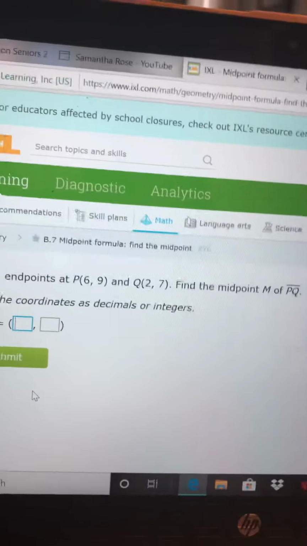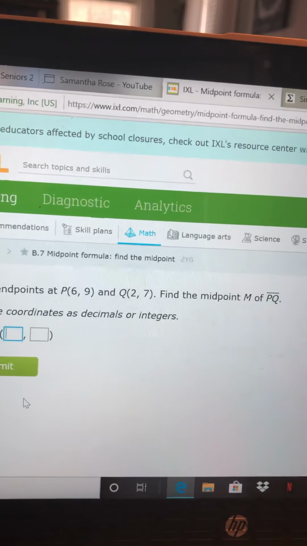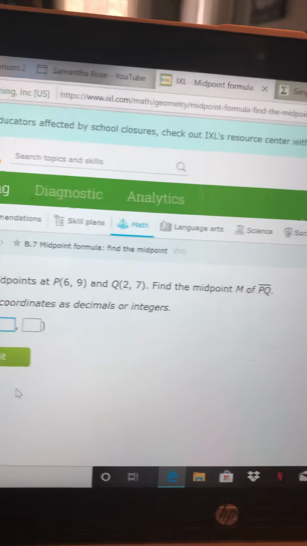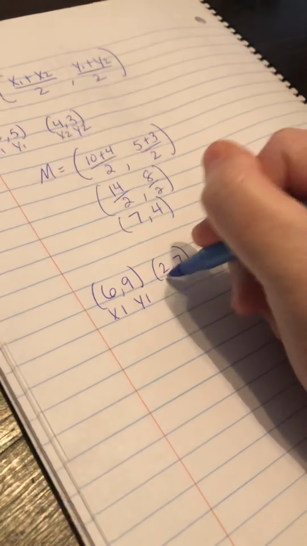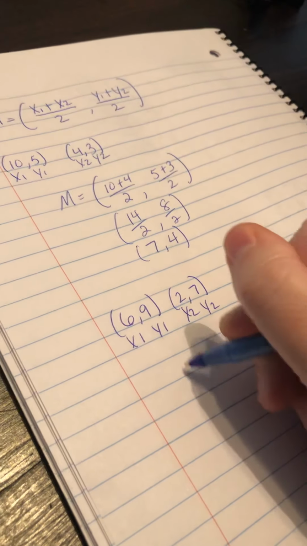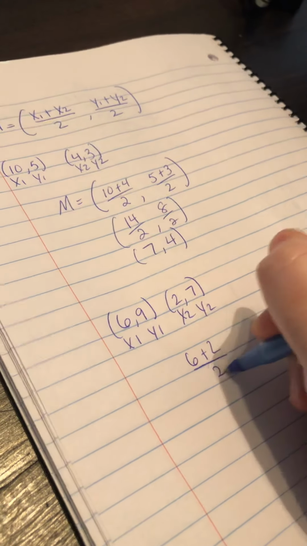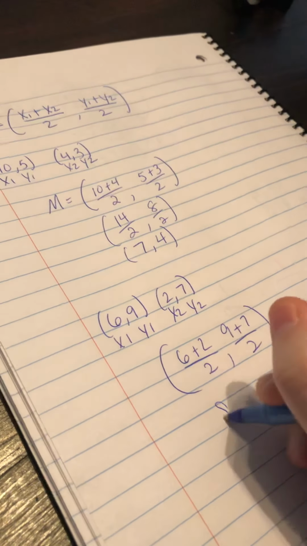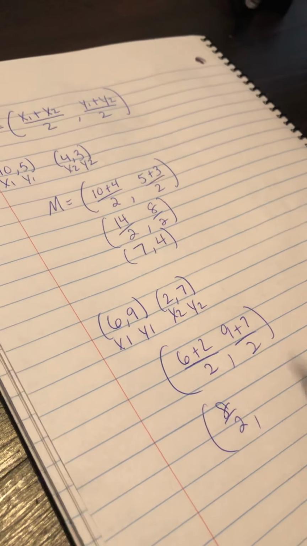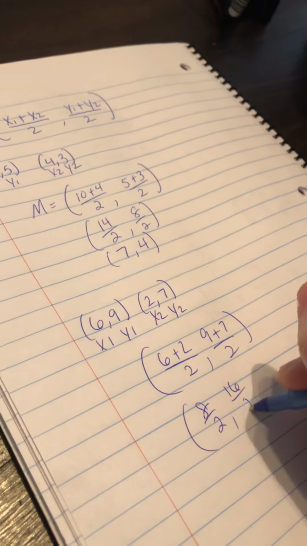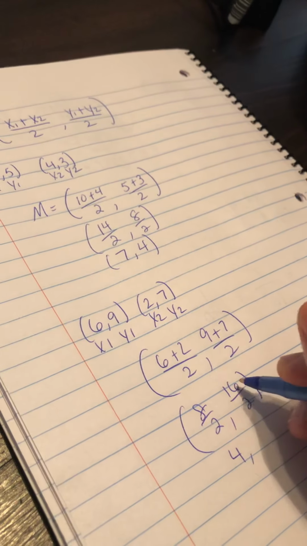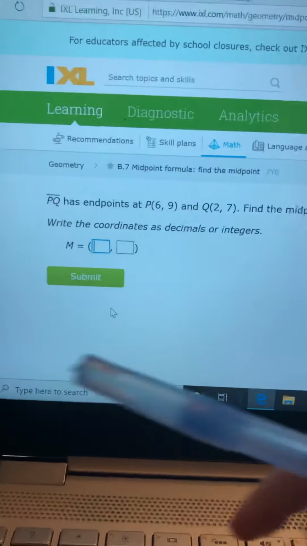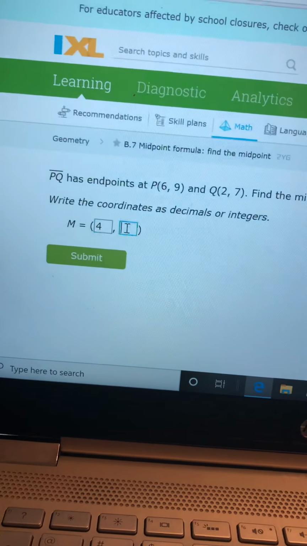Alright, so this one's the same thing. It's got 6, 9, and 2, 7. So x1, y1, x2, y2. You add the two x's together, so it's 6 plus 2 over 2. Add the two y's together. So 6 plus 2 is 8. And what's 9 plus 7? 16. So 8 divided by 2 is 4, and 16 divided by 2 is 8. So this one is 4, comma 8.